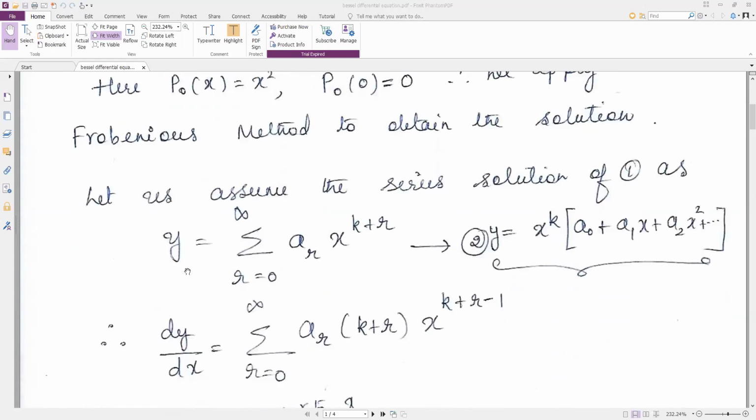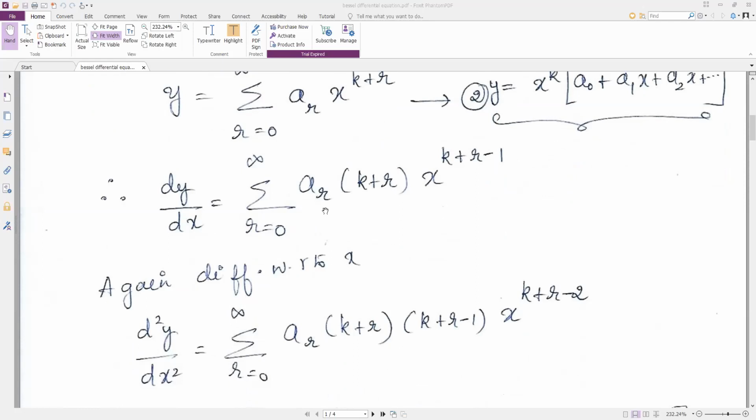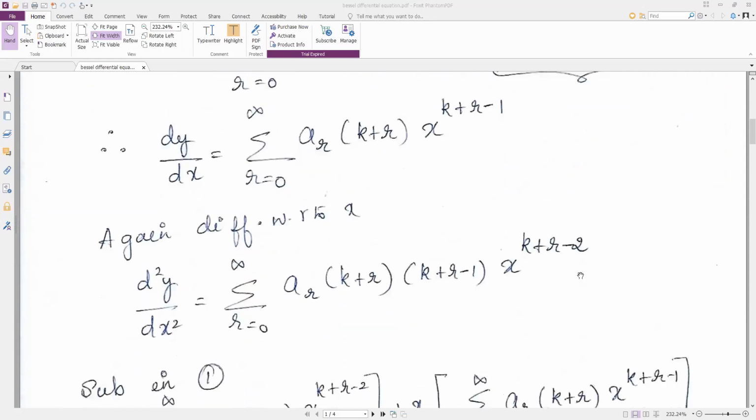So what will I do? This is our assumption regarding the solution, so differentiate this with respect to x. When you differentiate, a_r is a constant; we are differentiating with respect to x. What is the derivative of x to the power k plus r? (k plus r) into x to the power k plus r minus 1. Similarly, again differentiate; this is a constant. What is the derivative of x power n? You know: n into x to the power n minus 1. So similarly here, (k plus r) into (k plus r minus 1) into x to the power k plus r minus 2.